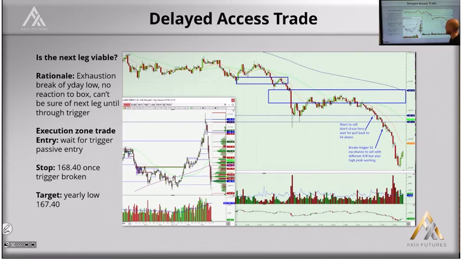So that's the way to think about execution routine. Ask yourself, and always come back to that, is it immediate or is it delayed access?